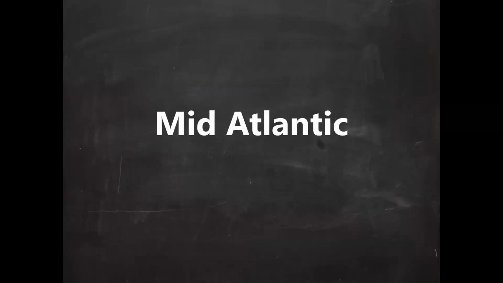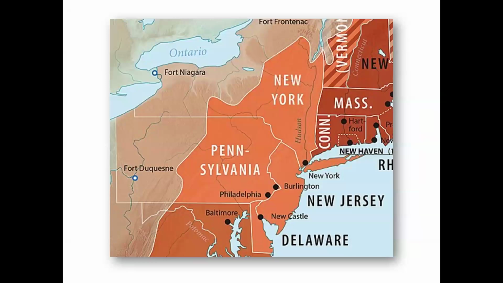All right, we want to move on to our mid-Atlantic colonies. When it comes to the mid-Atlantic colonies, we are focusing predominantly on New York, Pennsylvania, Maryland, New Jersey and Delaware, with a caveat of understanding that for much of the period we're talking about, Delaware was considered kind of like a southern part of Pennsylvania.